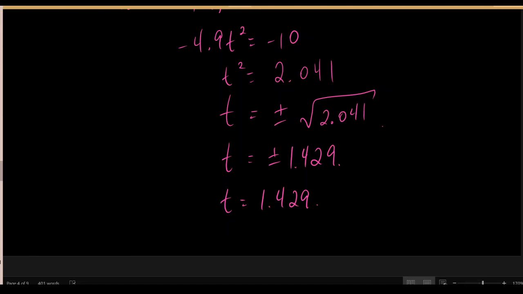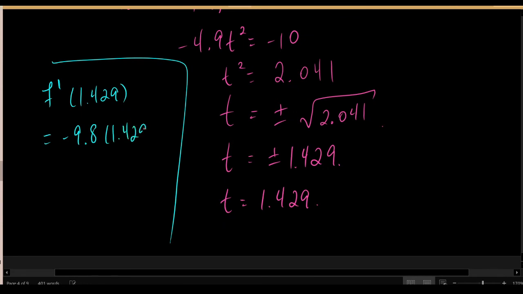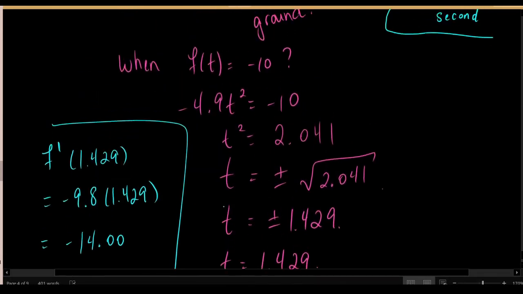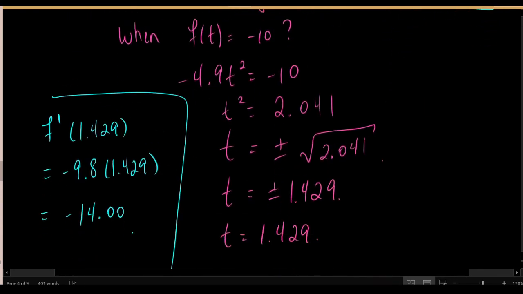Now that I have the time, if I want the velocity at this time, all I have to do is plug this into the velocity function. Interestingly enough, this turns out to be almost exactly 14. Not exactly 14, but almost exactly 14. So the object, when it hits the ground in this scenario, where the building is only 10 meters tall, will hit the ground at a velocity of negative 14 meters per second.